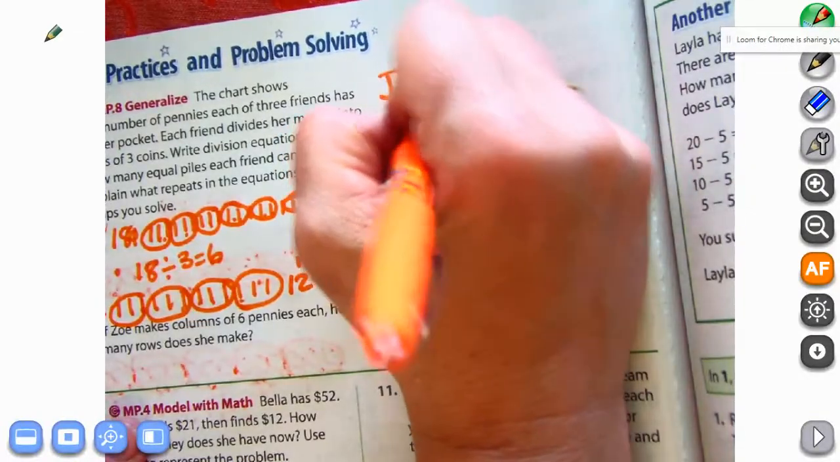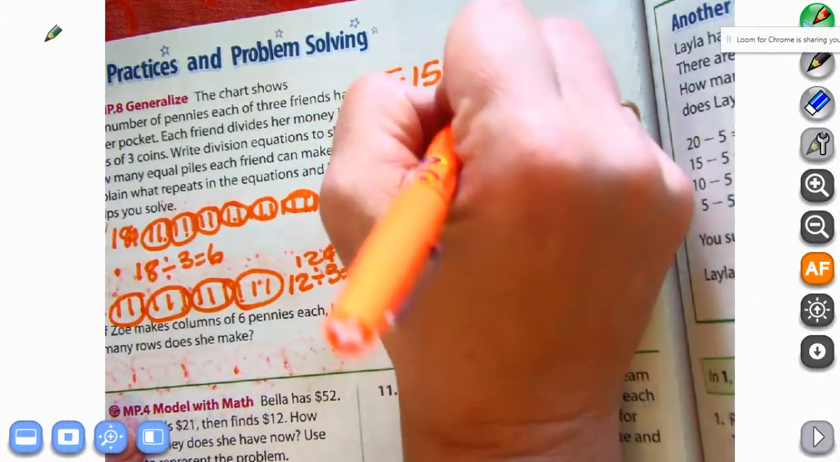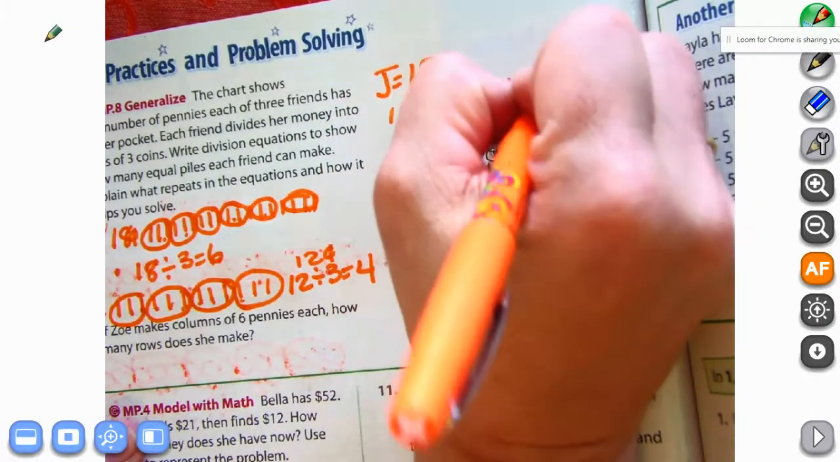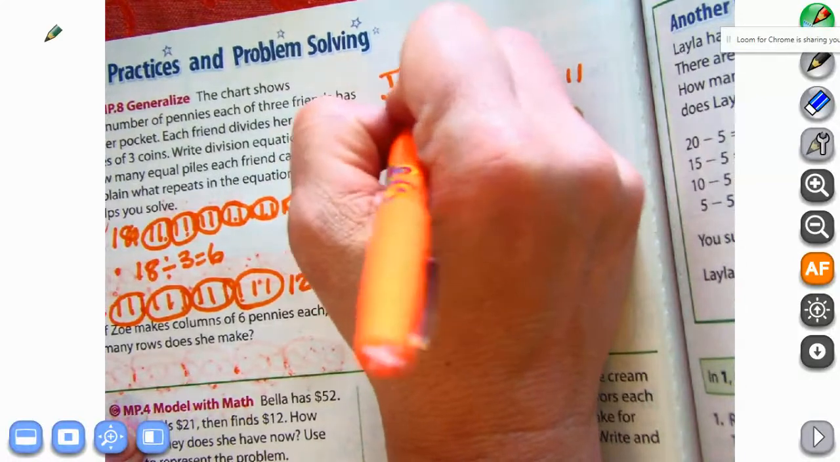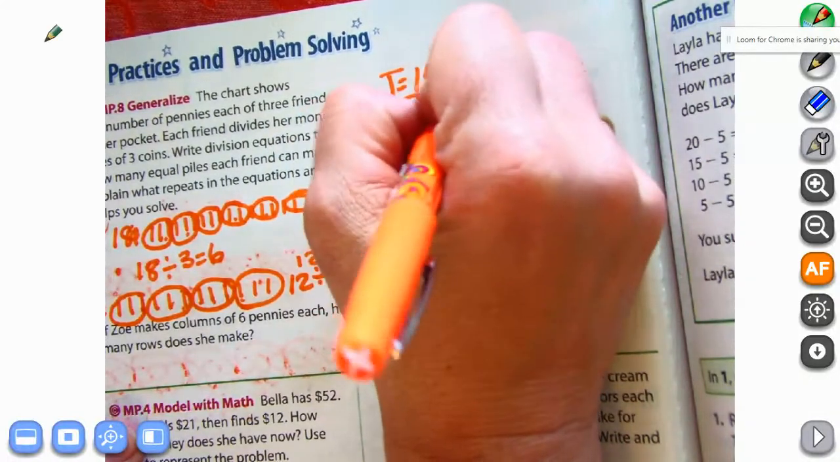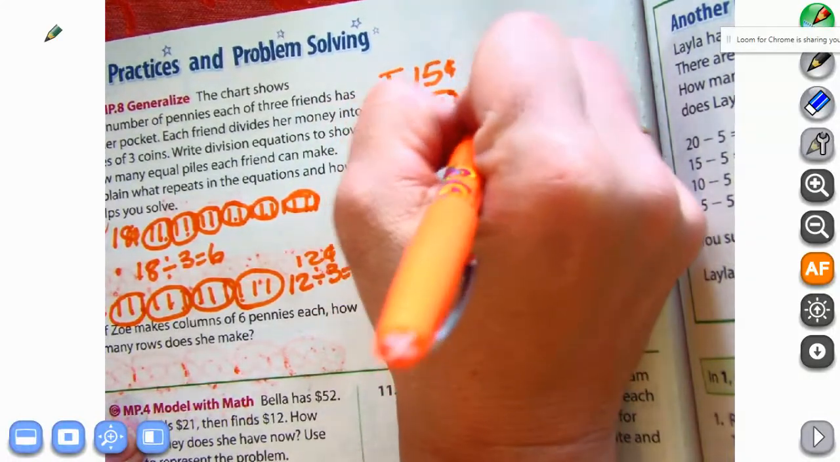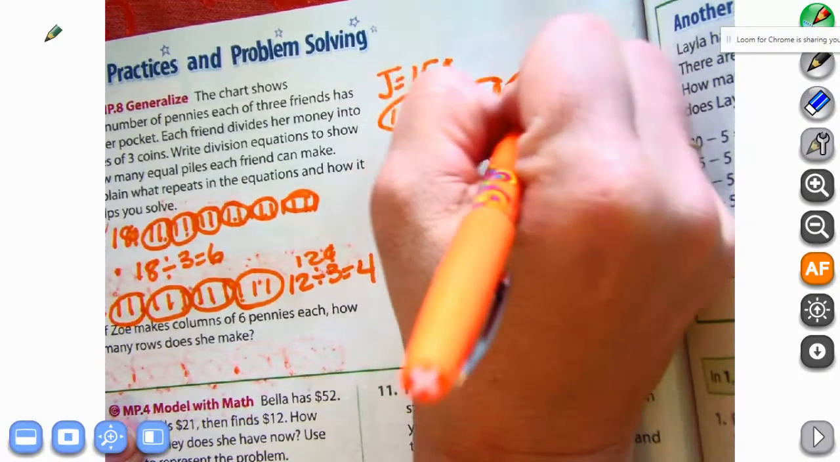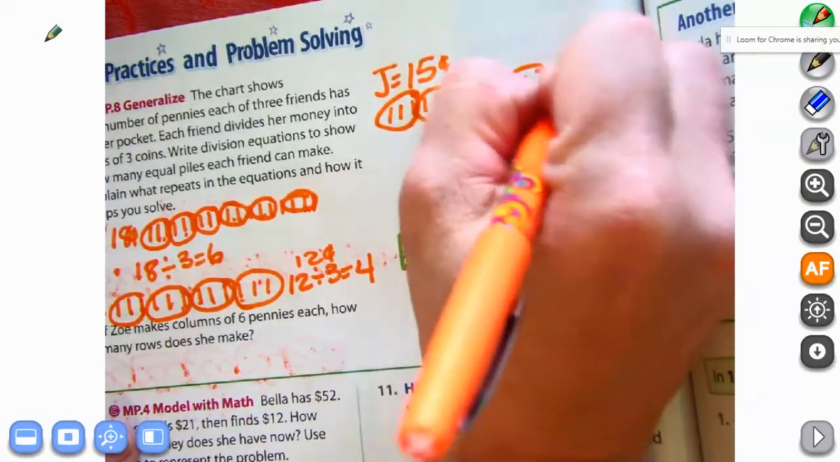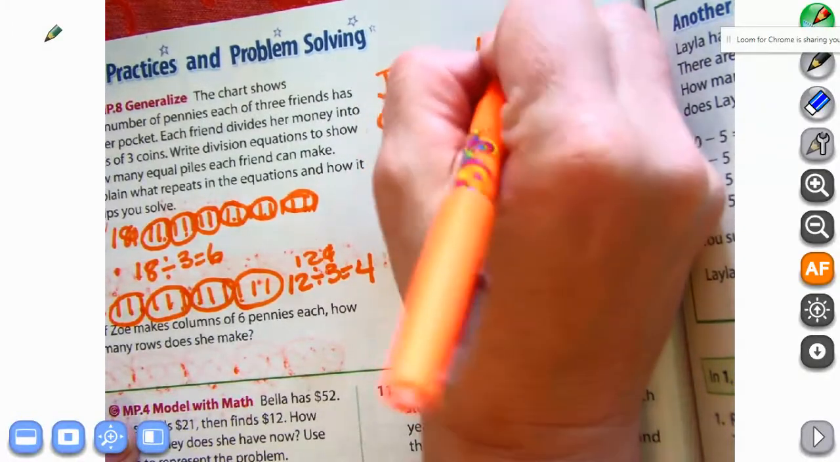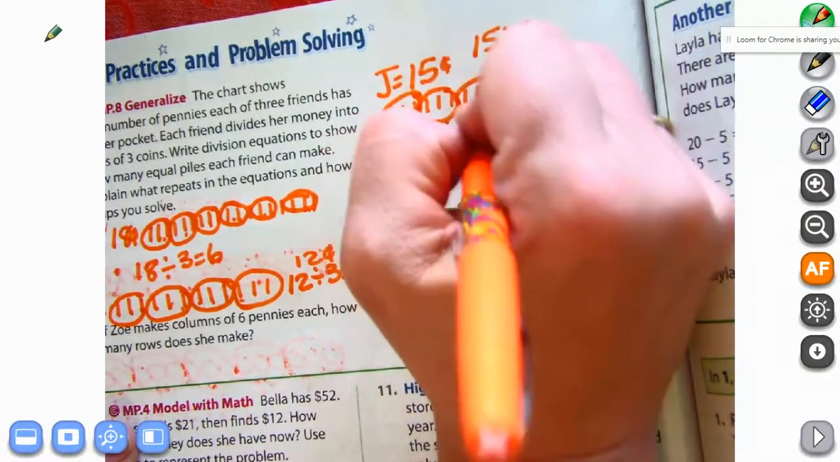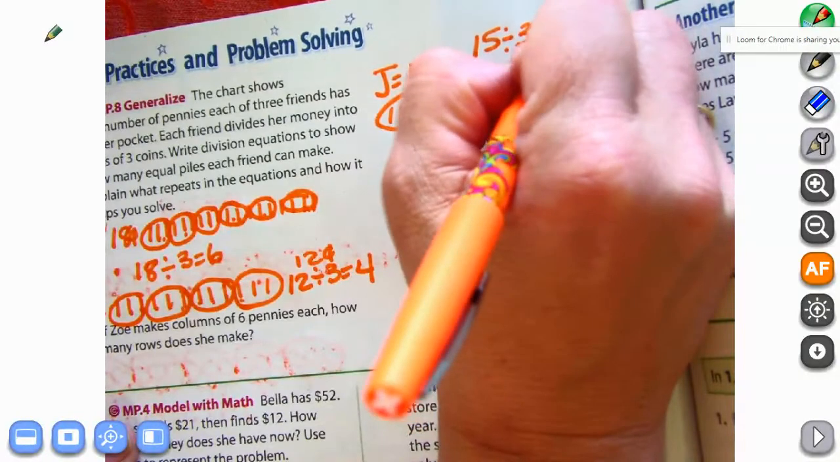1, 2, 3, 4, 5, 6, 7, 8, 9, 10, 11, 12, 13, 14, 15. Now we're going to do 3. 1, 2, 3. 1, 2, 3. 1, 2, 3. 1, 2, 3. 1, 2, 3. So 15 divided into groups of 3 will give you 1, 2, 3, 4, 5 groups.